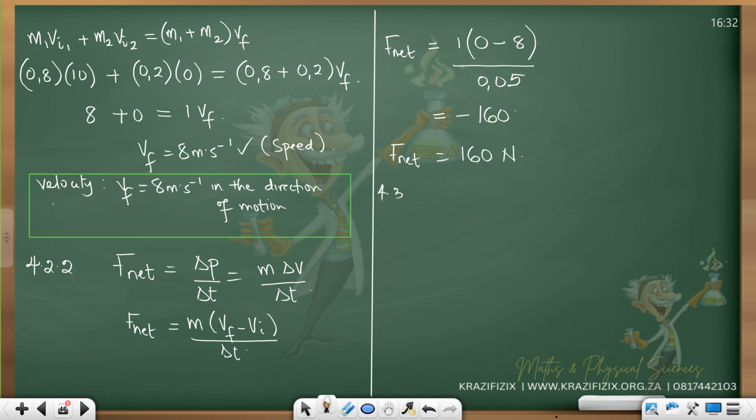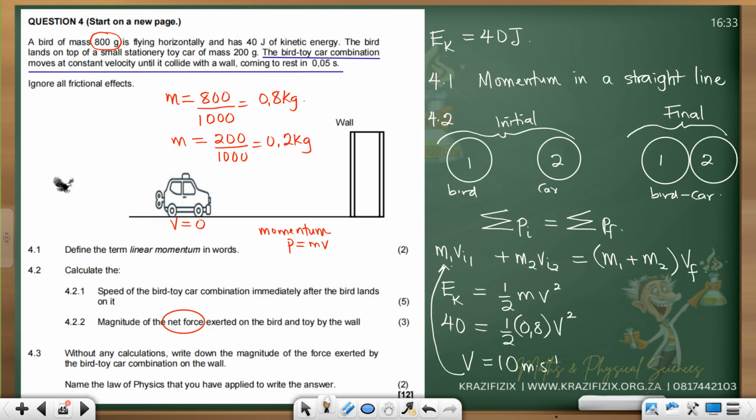The negative is for direction, okay? Because the wall is acting in the opposite direction. Without any calculation, write down the magnitude of the force exerted by the bird toy car combination on the wall. Look at 4.2.2. Calculate the magnitude of the net force exerted on the bird toy by the wall. Please get it, by the wall.